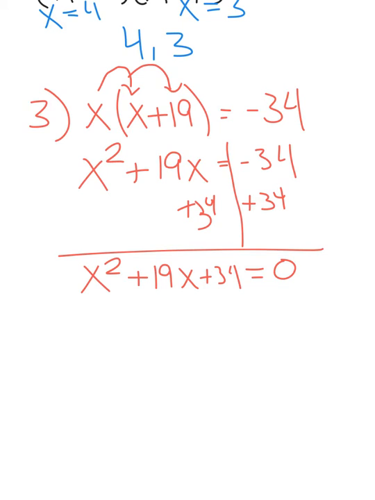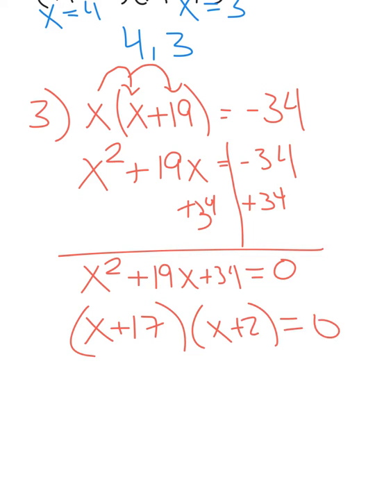Now two numbers, factors of 34 that give me a sum of 19, happen to be x plus 17 and x plus 2. 2 times 17 is 34. 2 plus 17 is 19. Now I'm going to solve. I'm going to set each of my binomials equal to 0, and I'm going to find the solutions to my equation.